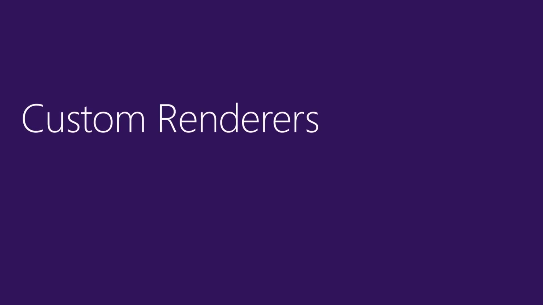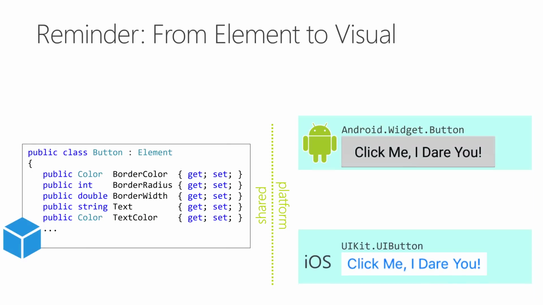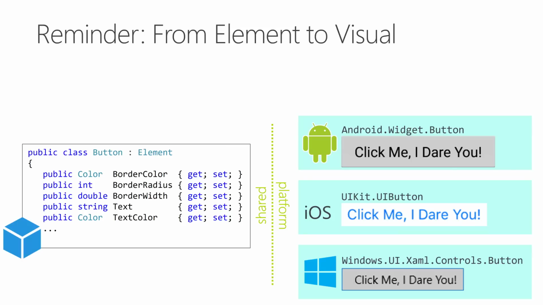Effects are great because they let you tweak existing controls. But what if the control that you want to display simply doesn't exist in the Xamarin.Forms API set? Once you get outside of the typical elements like labels, buttons, and images, that becomes fairly common. So remember, when we add a Xamarin.Forms control to our shared UI, Xamarin.Forms will take our element definition and turn it into a native control. For example, our button element would turn into an Android.Widget.Button on Android or a UIButton on iOS.